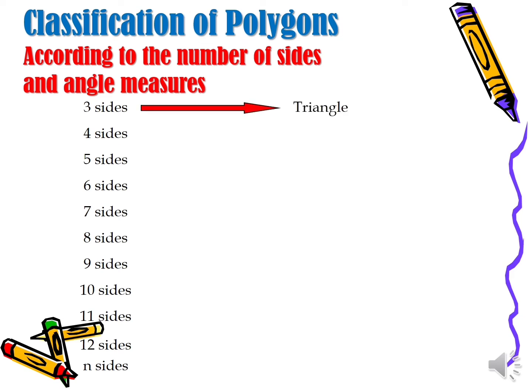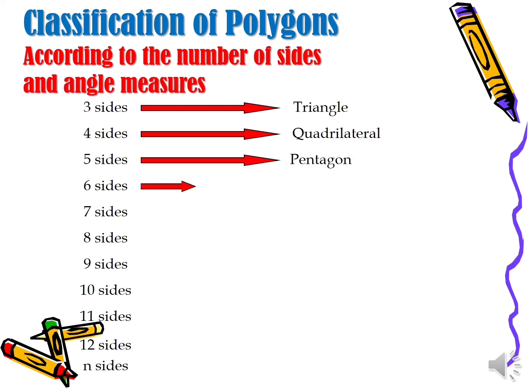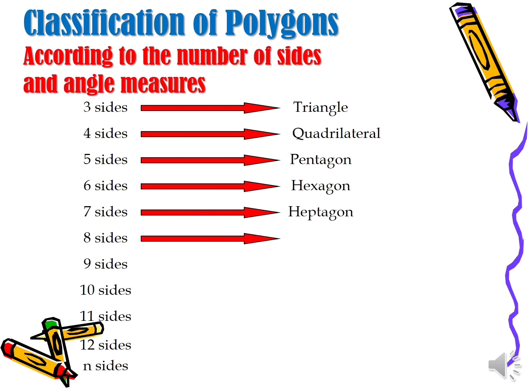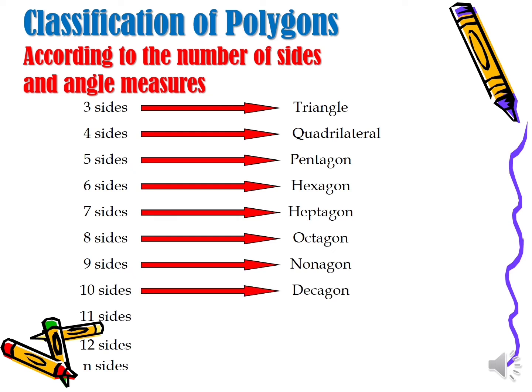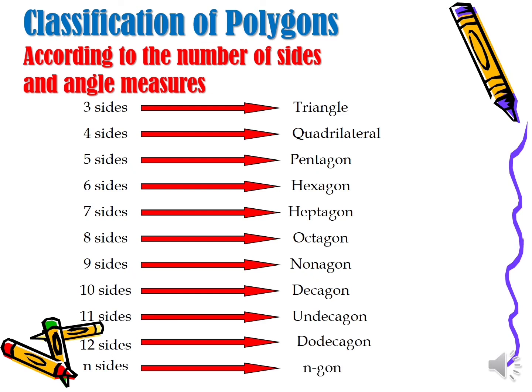For the 3 sides, we have here the triangle, 4 sides, quadrilateral, 5 sides, pentagon, 6 sides, hexagon, 7 sides, heptagon, 8 sides, octagon, 9 sides, nonagon, 10 sides, decagon, 11 sides, undecagon, 12 sides, dodecagon, and n sides is we call them n-gon.